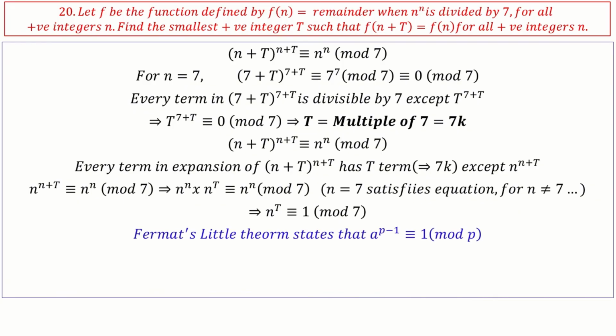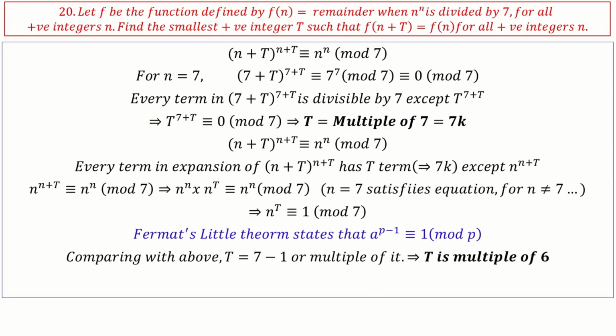So we have to know here Fermat's little theorem, which states that a^(p-1) is congruent to 1 mod p. You can find the proof of this. This is a very important formula to remember for at least 11th and 12th students. If you divide a^(p-1) by p, you will get remainder 1. That's what it says.